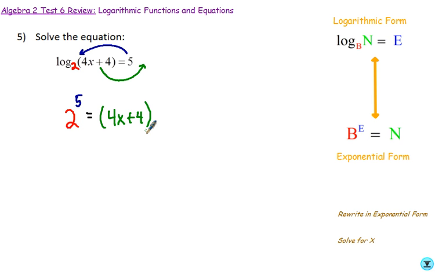Now at this point, notice that, first of all, the exponent's a number. It's not a variable, so x is down here. x is not up there, so that's good. 2 to the 5th, right? So 2 to the 5th power.